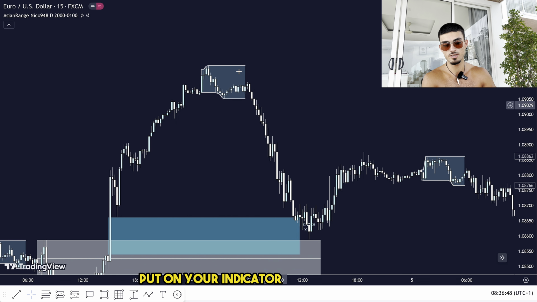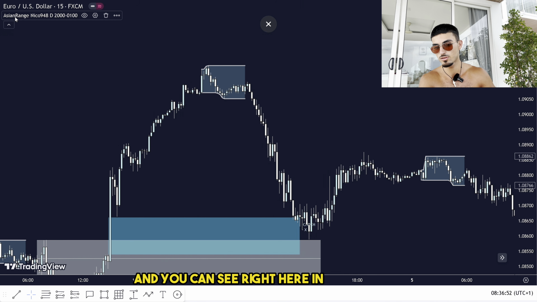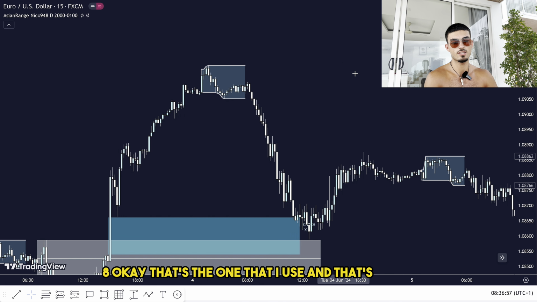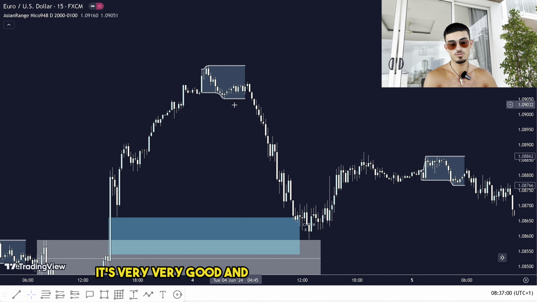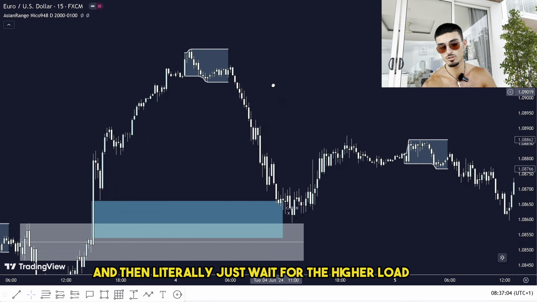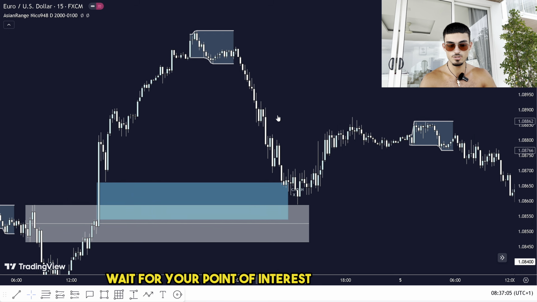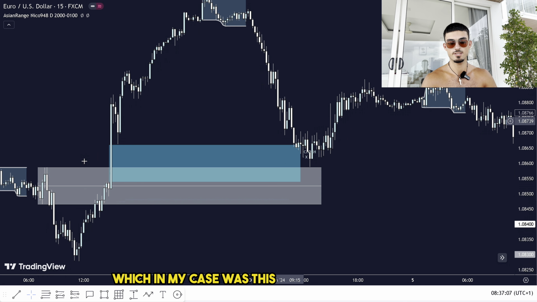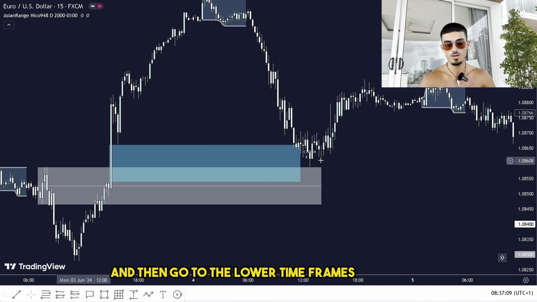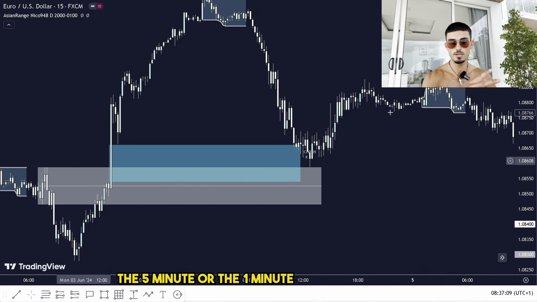Put on your indicator for Asian session, and if you want to use the one that I use, and you can see right here in the top left, I use Asian range by Nikko 948. Okay, that's the one that I use, and that's the one I recommend. It's very, very good. And just draw out your Asian range, and then literally just wait for the high or low to be taken out. Wait for your point of interest to be entered into, which in my case was this hourly fair value gap along with this hourly breaker block. And then go to the lower time frames like the 15-minute, the 5-minute, or the 1-minute to find your entry.